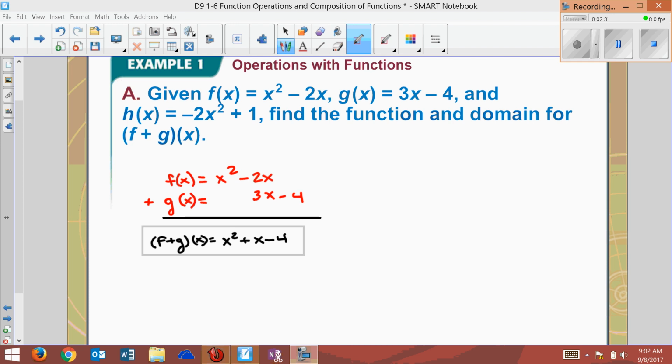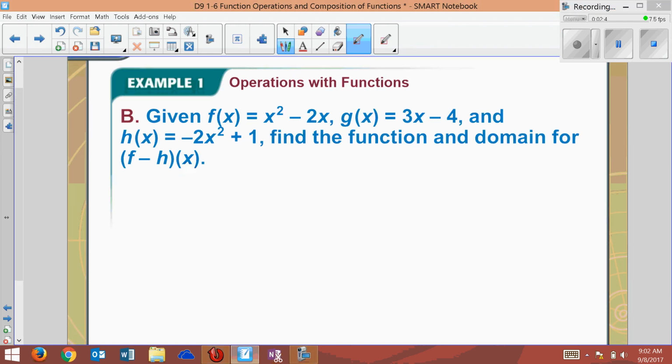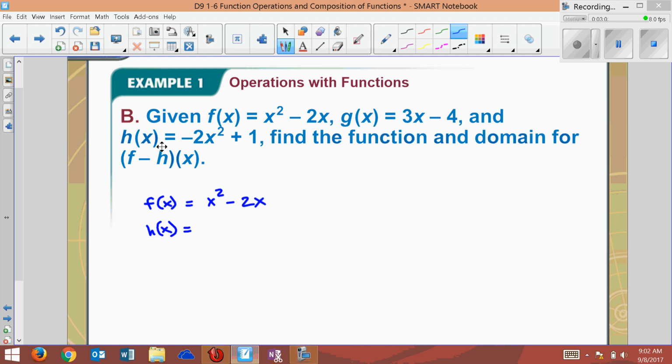All right, now let's try part B. Given those same three equations, find the function and domain for f minus h of x. And I forgot to find the domain. We'll go back and do that in a second. So let's first write out the equations. f of x here is x squared minus 2x, and we're going to subtract h of x. First I'm going to write out h of x, and I'll show you what to do with the subtraction. So it's negative 2x squared plus 1. All right, now let me put the line in.